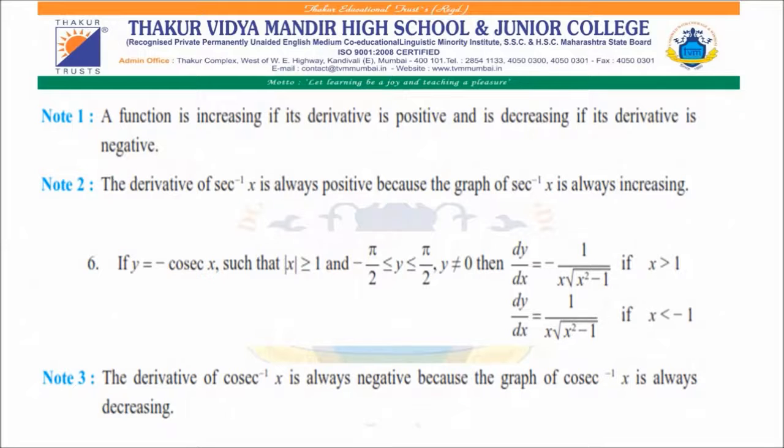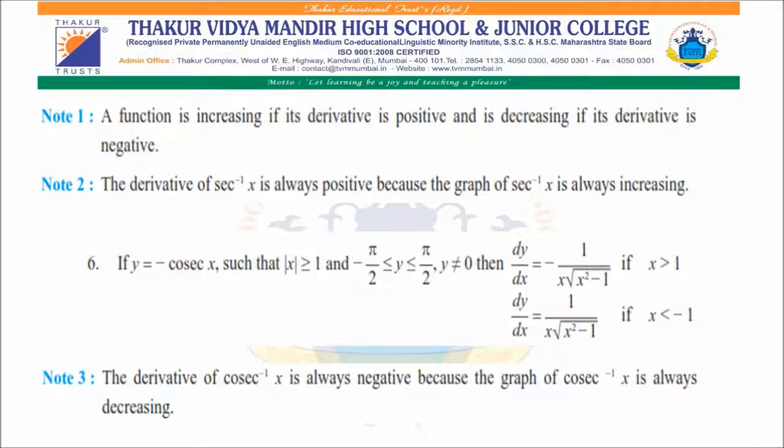See the note here. A function is increasing if its derivative is positive. Whenever the derivative is positive, then we can say that the function is an increasing function. And it is decreasing if its derivative is negative. If the derivative of any function is negative, then we can say that this function is a decreasing function.